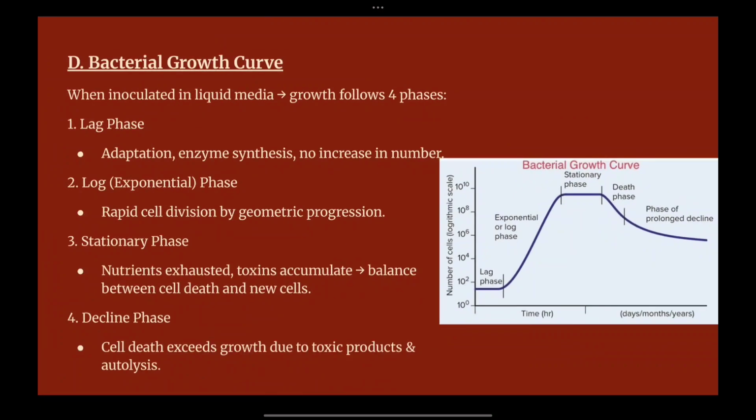This is an important topic and a question might arise from the bacterial growth curve. It might be around a 5 marks question in microbiology. It is very much important to remember the different phases of the bacterial growth curve.